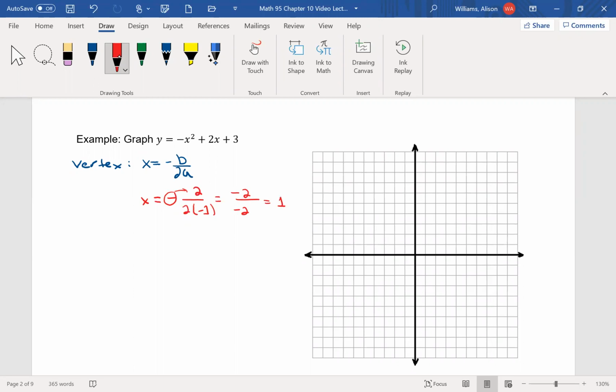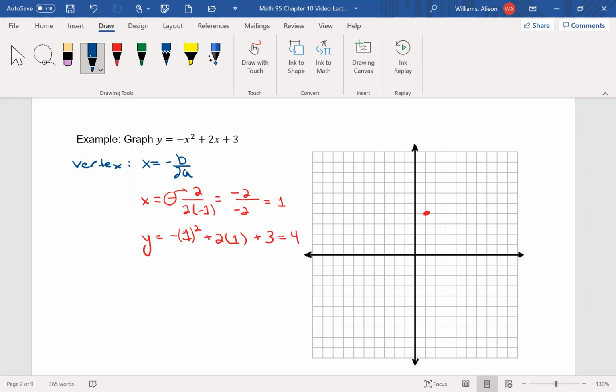So to find the y coordinate, I just need to plug that back in for x. So that's going to be -1 squared. So just the 1 is being squared, not the negative, because that's not what I'm plugging in for x. The negative is going to float out there in the front. So let's see, that's going to be -1 plus, so that's 5, so 4. So that should come out to 4. I'm just going to go ahead and plot it as I go. So 1, 4 would be right there.